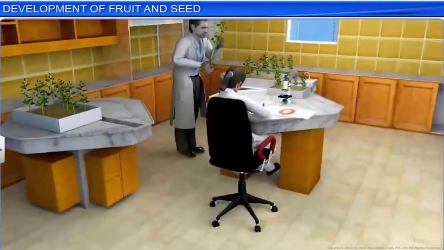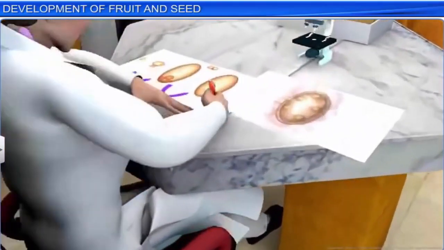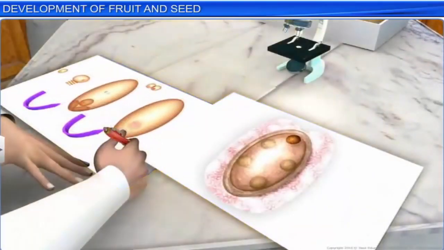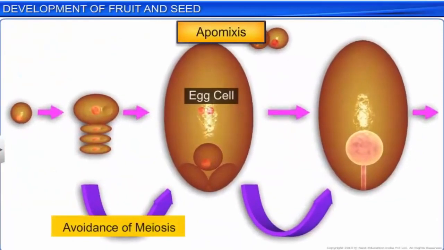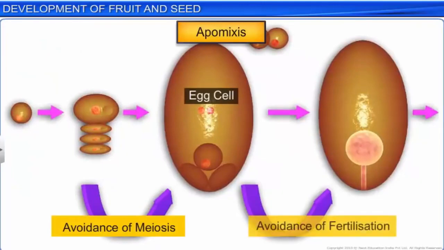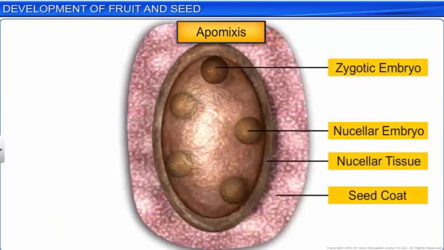To address this problem, botanists are trying to understand the genetics of apomixis and transfer apomictic genes into hybrid plants. Apomixis is a form of asexual reproduction in which the seeds or embryos are formed without fertilization. In fact, seeds or embryos either develop from an unfertilized egg which did not undergo meiosis, or from the cells of the integument or nucellus.